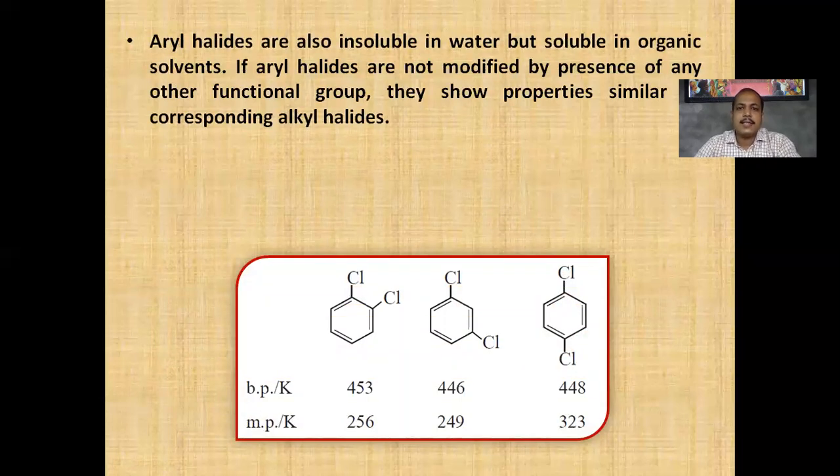If aryl halides are modified by the presence of any other functional group, they show properties similar to those of the corresponding alkyl halides. If we have modified the aryl halides by any other functional group, then they show properties similar to the corresponding alkyl halides. Now in this slide, you can observe the boiling point and melting point of orthochlorobenzene, metachlorobenzene, parachlorobenzene. What does it indicate? Boiling point and melting point.